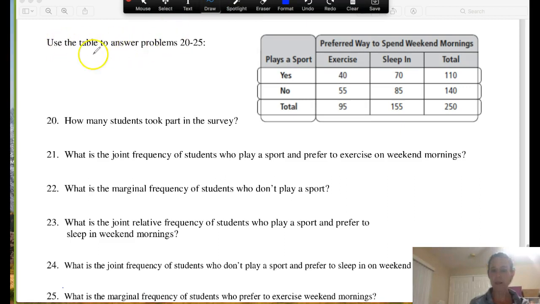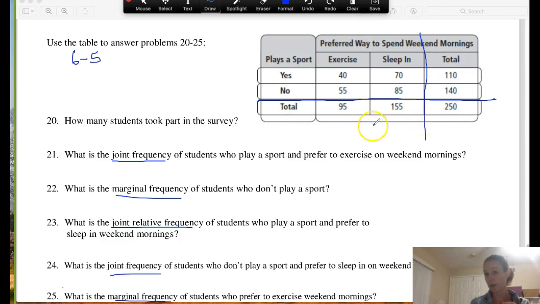Okay, guys, for the last 6 problems, make sure you review lesson 6-5 and what your frequencies mean. Make sure you know what joint frequency, marginal frequency, and joint relative frequency mean. So here's your margins. Think of it like you're writing in the margins.